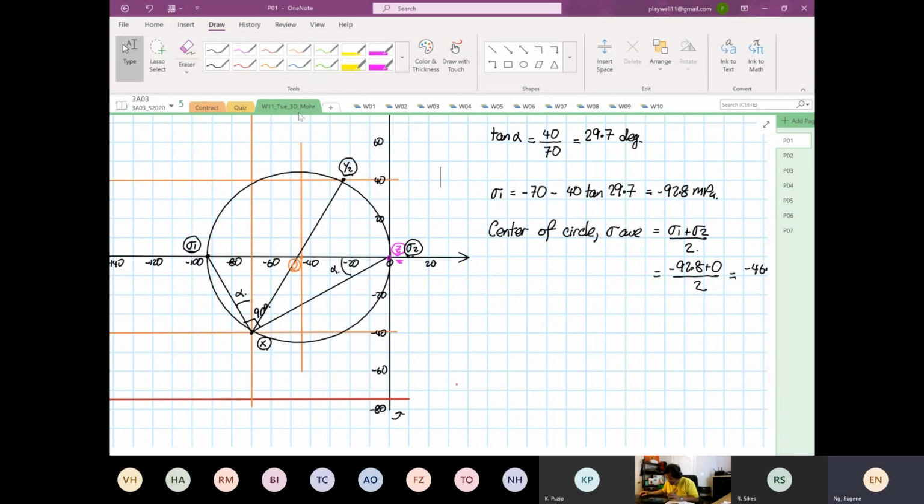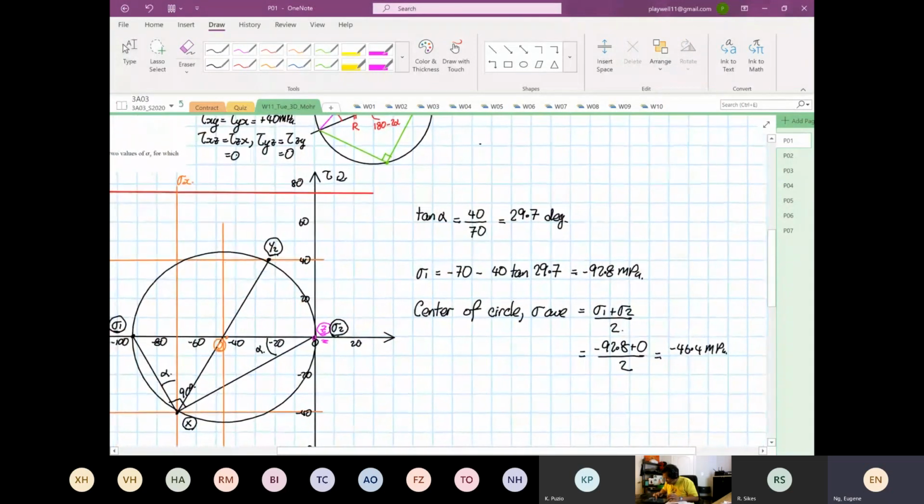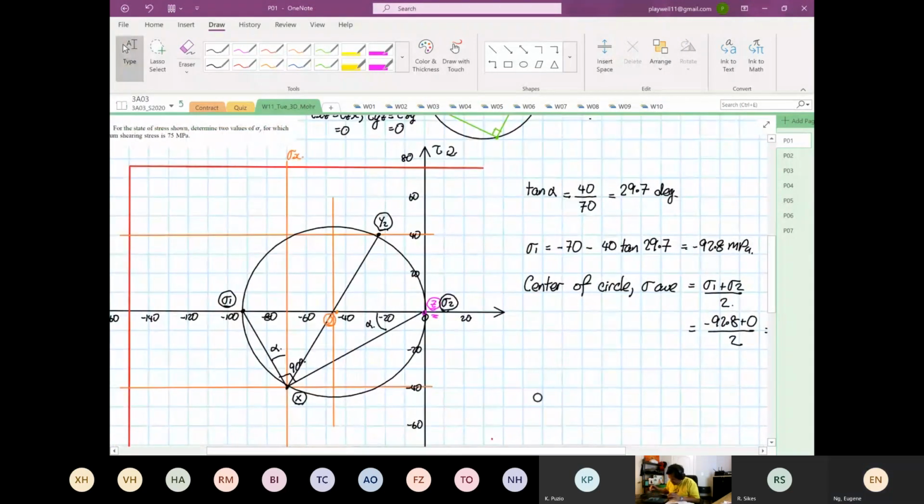If you construct correctly, it has to intercept your 40 line on the shear, but my circle now is not exactly at the 40 line. I'm a bit off, okay? So I will adjust this a bit. Okay, that's my stress average of 46.4, okay? So this is where my 46.4 is. Right, so we have to find our value of Y2.